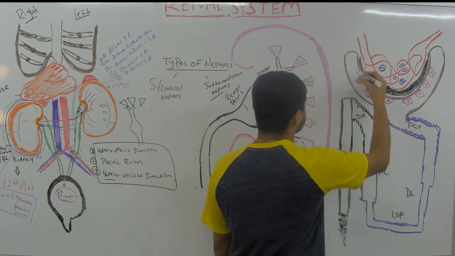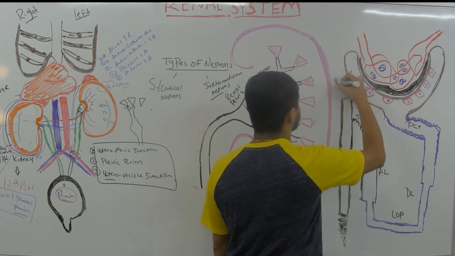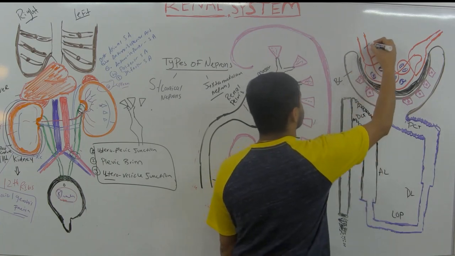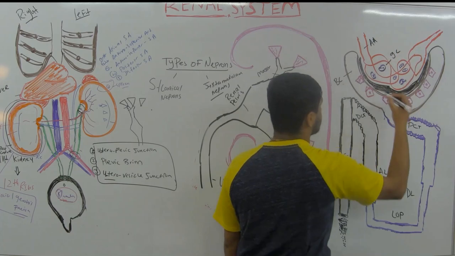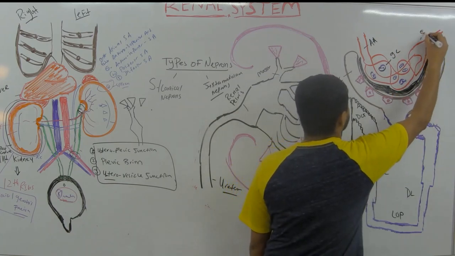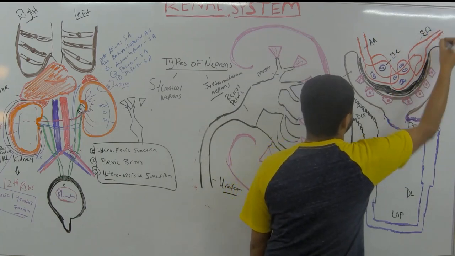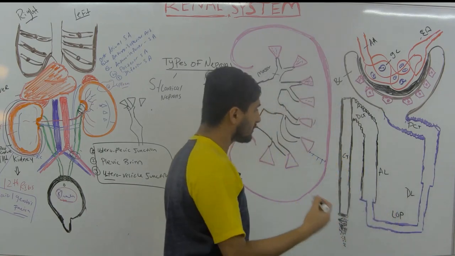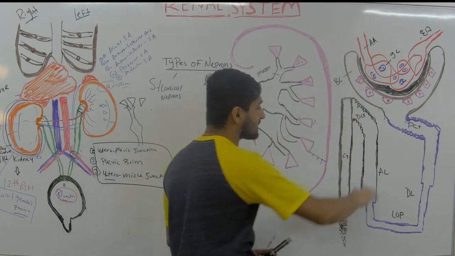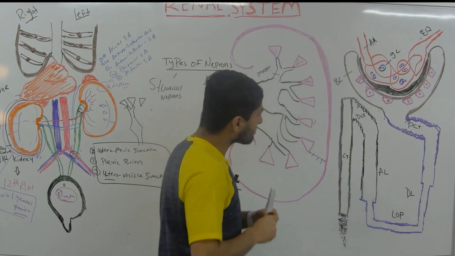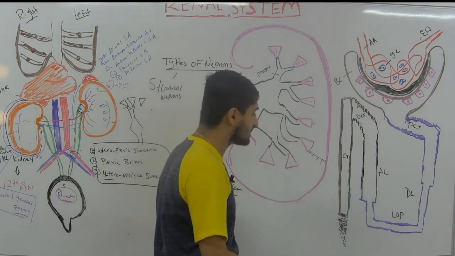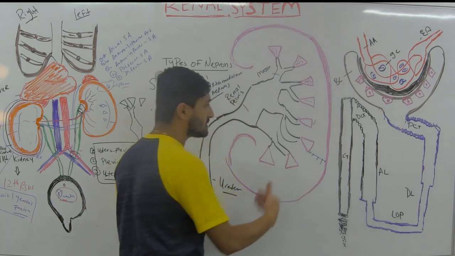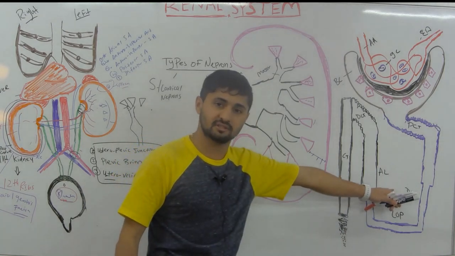So look, this is going to be my Bowman's capsule. This is going to be my afferent arteriole. This is going to be my glomerular capillaries, and this is going to be my efferent arteriole. And later that will become the peritubular capillaries too. We'll talk about that too. But these are the nephron. The nephron is this. And as I said, we have millions of nephrons in our body, correct? And then we say we have cortical nephrons and we have juxtamedullary nephrons.